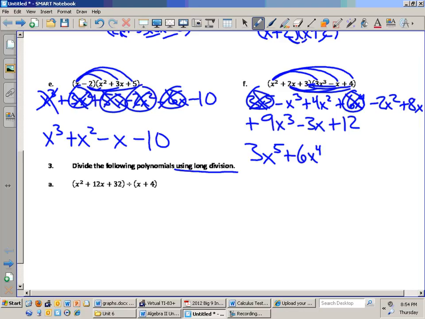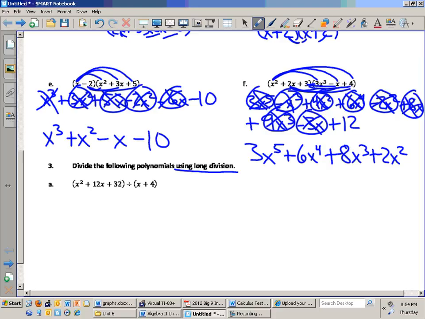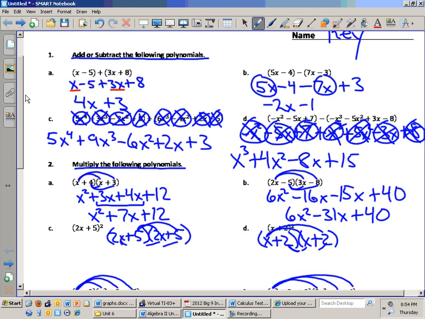I have 2x to the third terms. I have a 9x to the third and a negative x to the third. That will make 8x to the third. I have 2x squared terms, a positive 4 and a negative 2. That will make positive 2. I have a positive 8x and a negative 3x. That will make positive 5x. And I have my plus 12 at the end. That's it. So you can see that we've added and subtracted.